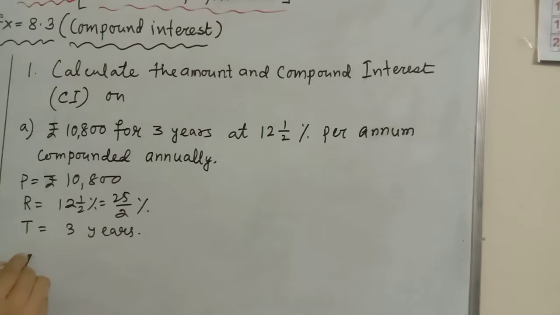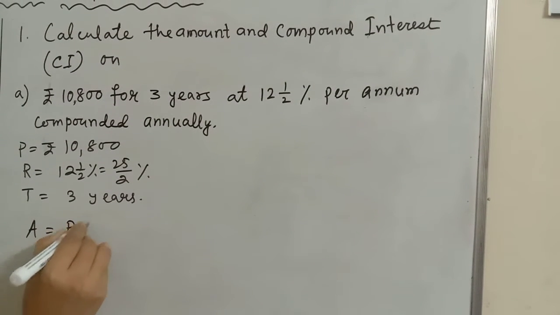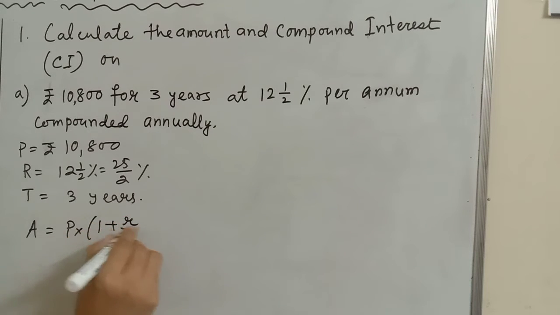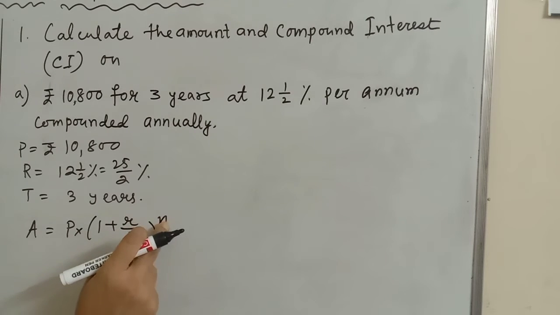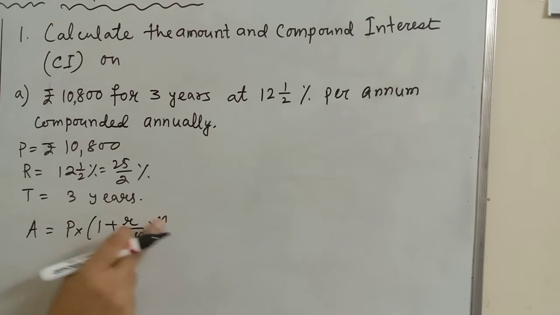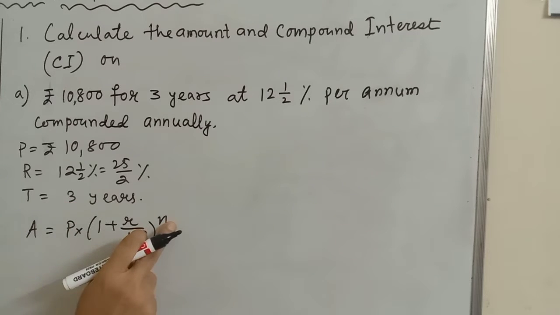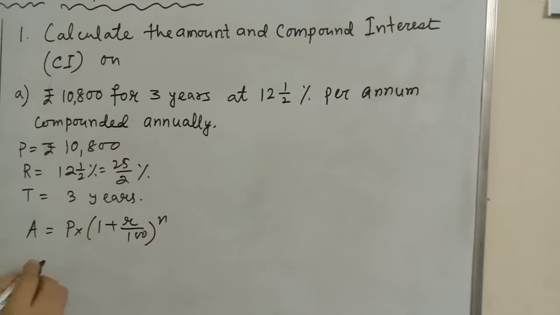You know the formula: amount is equal to P into 1 plus R by 100, whole to the power n, where n is the time, the number of times it is compounded. You have to write the formula always. So here it is yearly compounded, so 3 is the time now, and n will be represented by 3. Amount you have to find out.